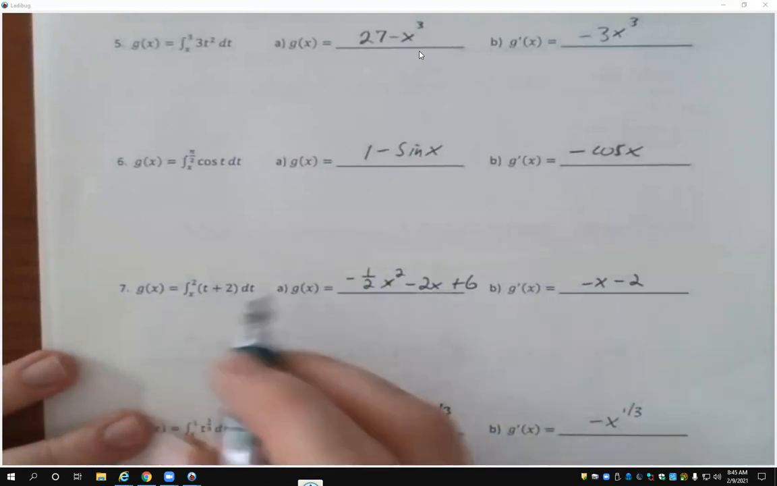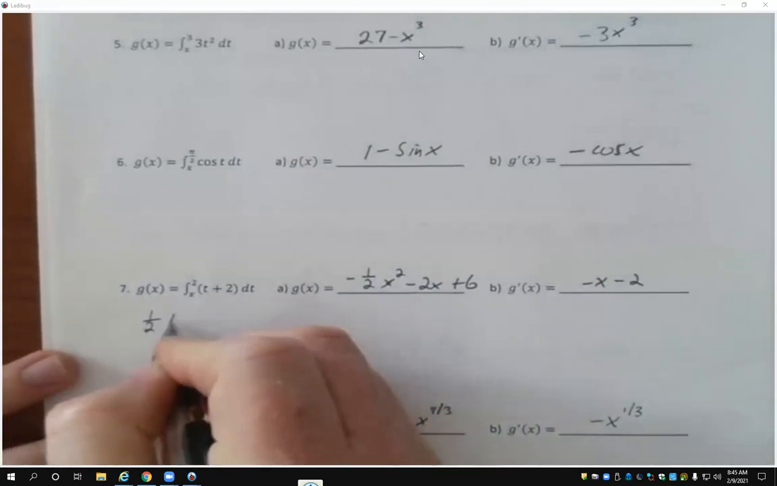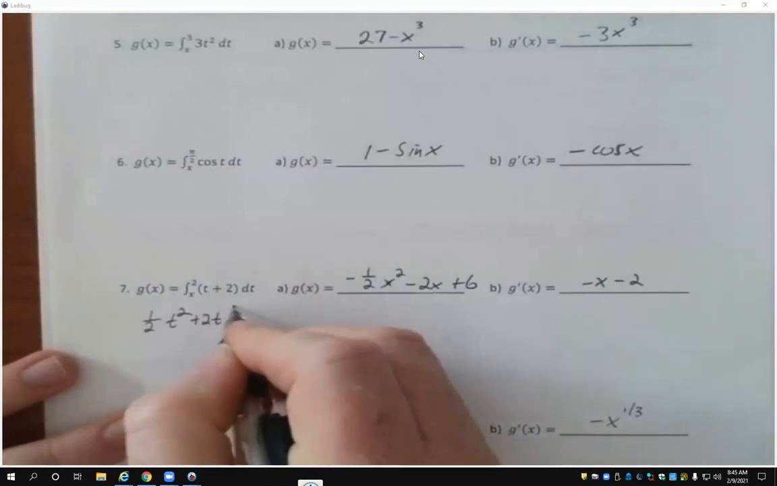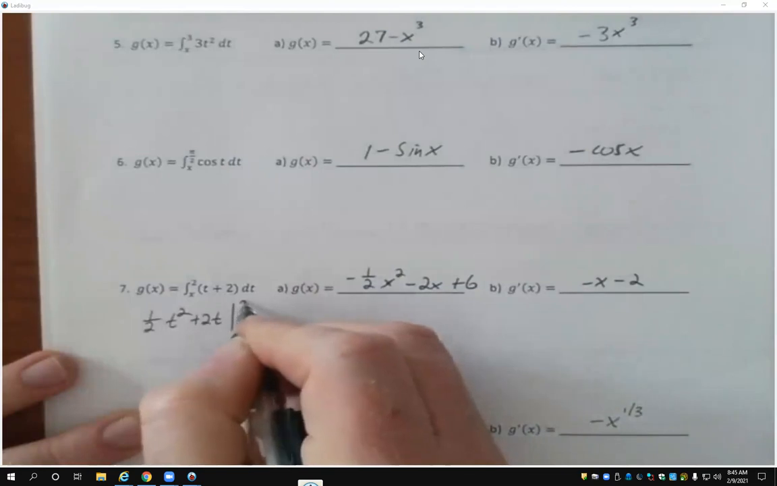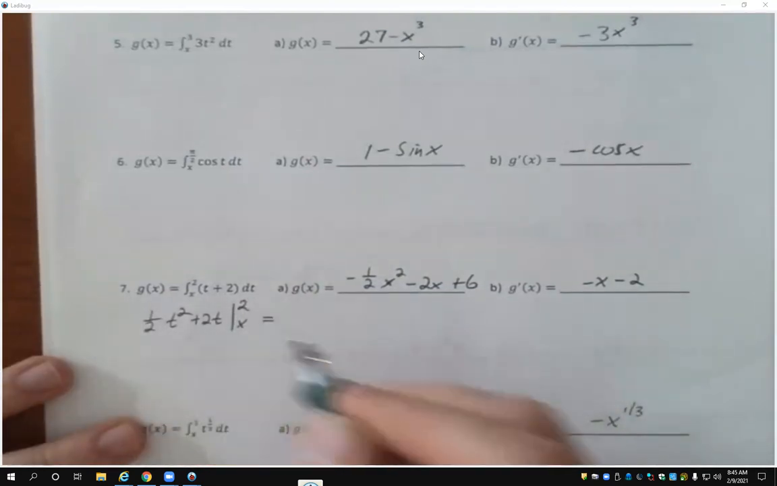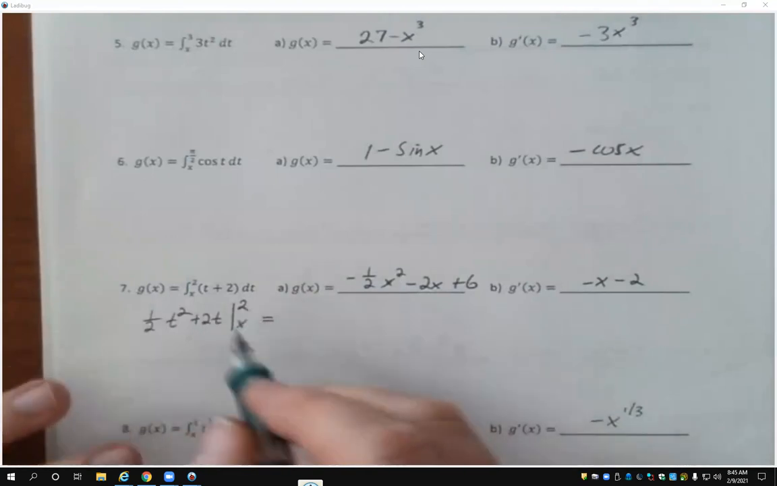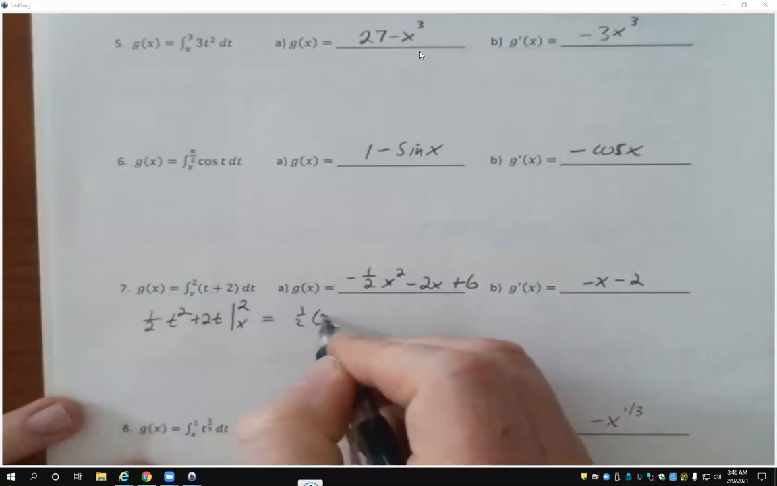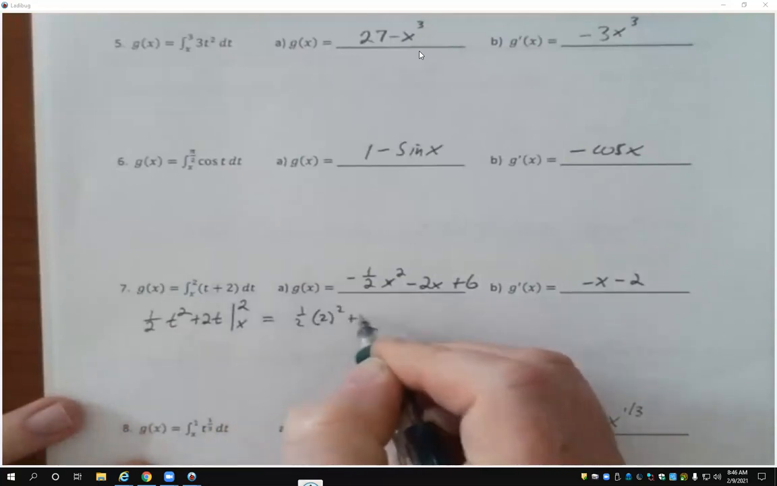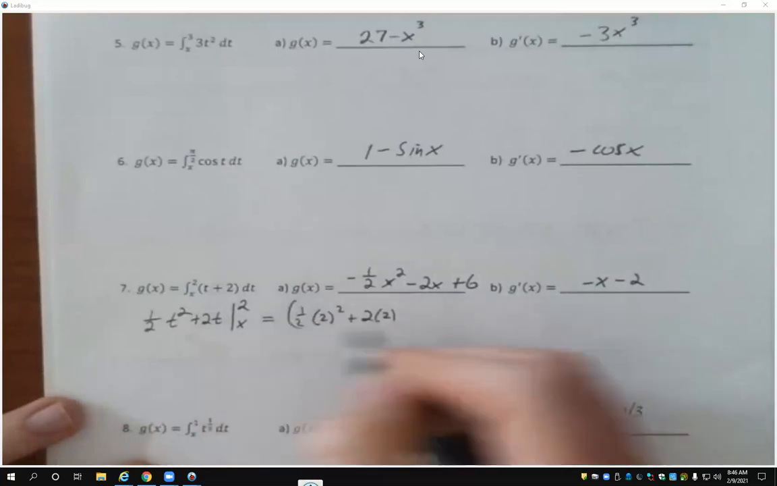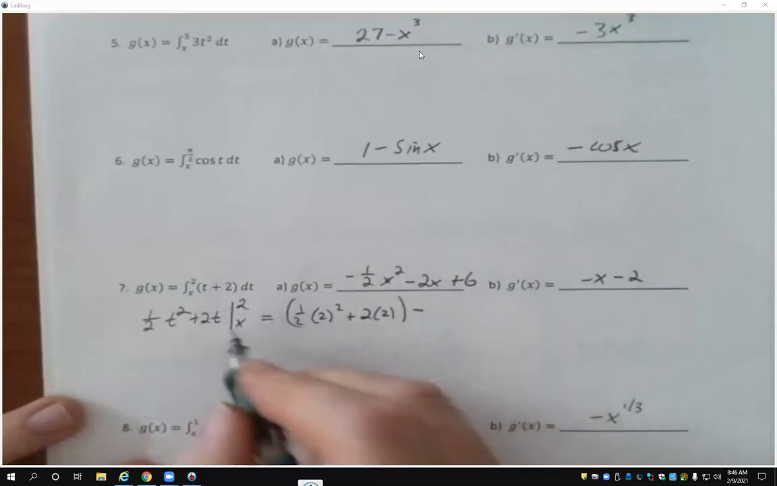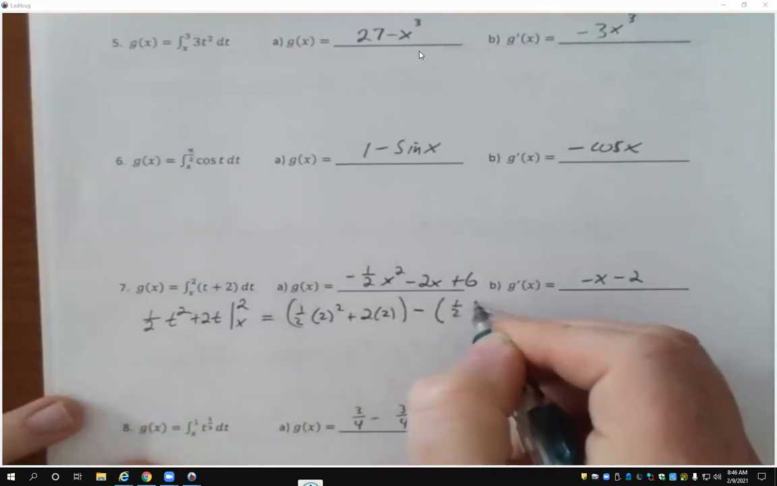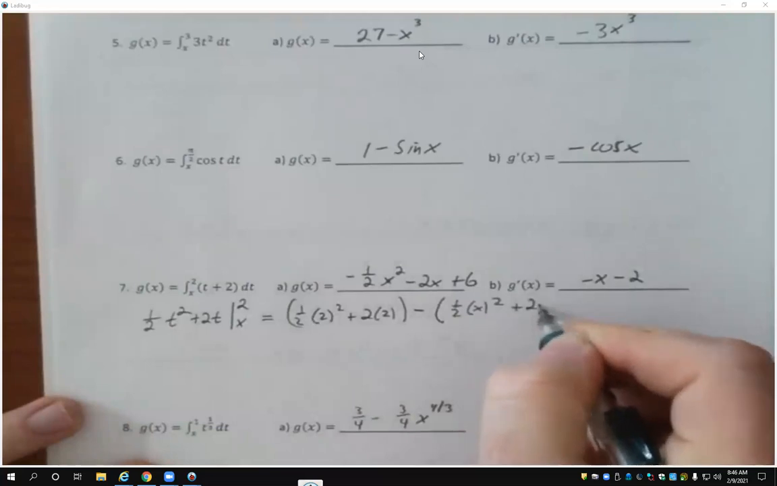So the antiderivative of t is 1/2 t squared. The antiderivative of 2 is 2t, and we're going to evaluate that from x to 2. Okay, we're just doing the fundamental theorem of calculus here. So we're going to do it just like we've always done it. We're going to plug a 2 in. So it's going to be 1/2 times 2 squared plus 2 times 2. That's f of b minus f of a, which is plug an x in. So it's minus and then 1/2 x squared plus 2 times x.